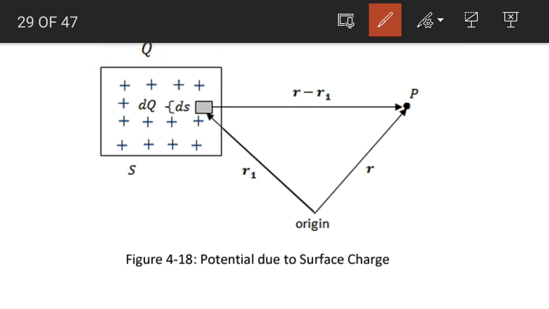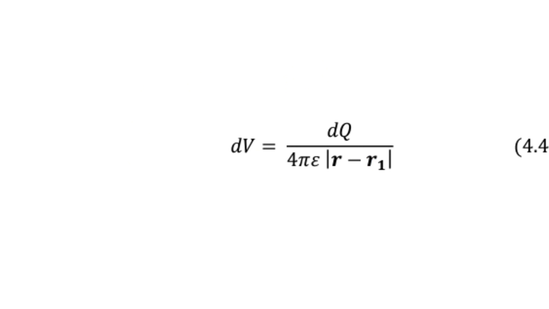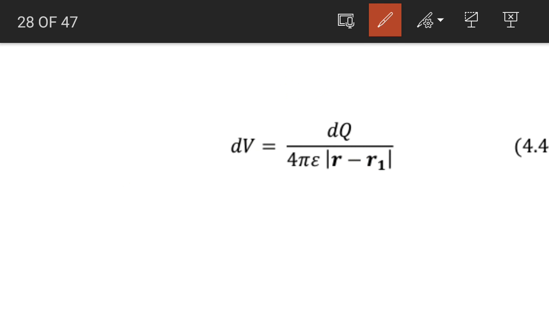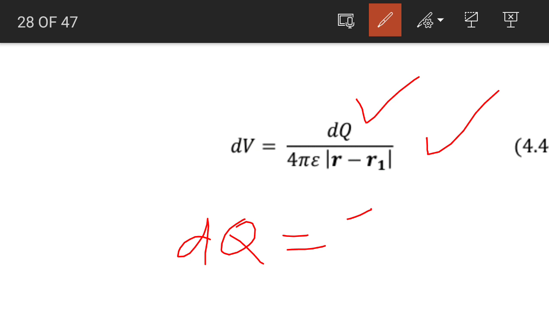Let us calculate the differential potential at point P, and this differential potential is caused by the small portion of the source. So the differential potential caused by the small portion of the source will be equal to dq by 4 pi epsilon |r minus r1|, and dq in this particular case will be equal to rho s ds. We know that rho s is the surface charge density of the source, and ds is the area of the small portion of the source.